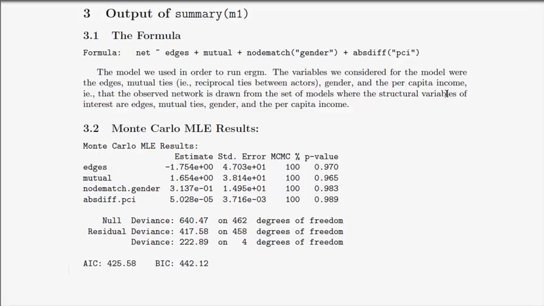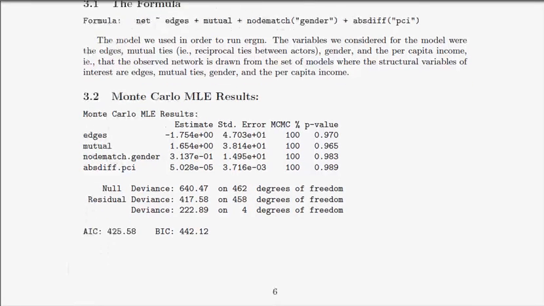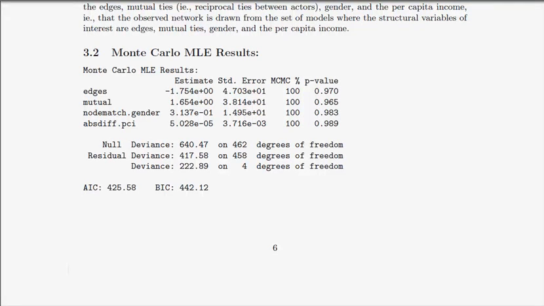Next, it gives the Monte Carlo maximum likelihood estimators for the edges, for mutual, non-detached for gender, node match gender, and the per capita income. These are the estimates of the parameters in the ERGM model. Remember, in the ERGM model, the parameters appear in the exponent. So these estimates will need to be adjusted. That is what we are going to do next.